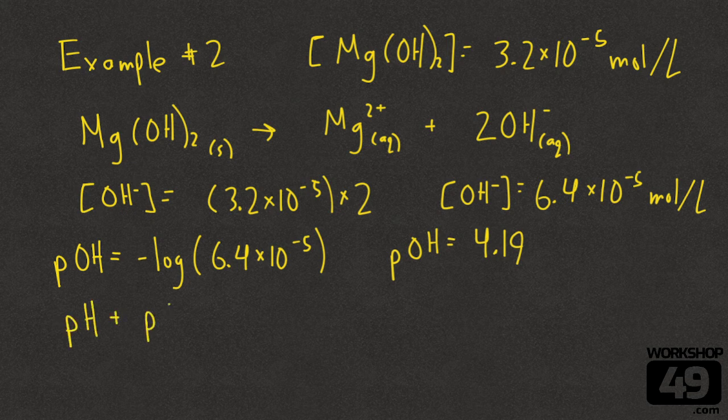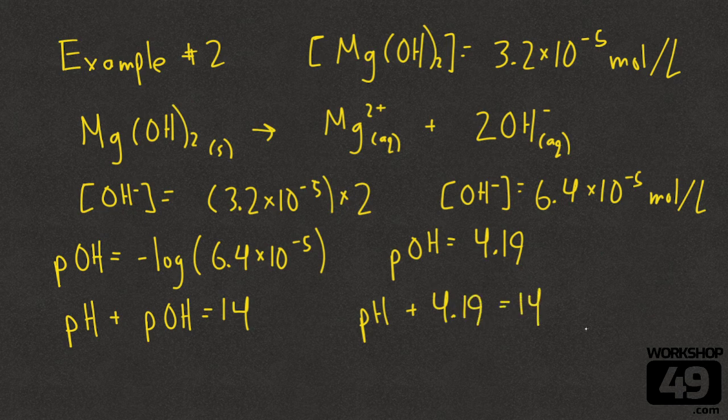To turn this into pH, we go back to our equation. pH plus pOH equals 14. pH plus 4.19 equals 14. We bring the 4.19 to the other side, and we get our final answer of pH equals 9.81. And that's how we can get the pH of a strong base.